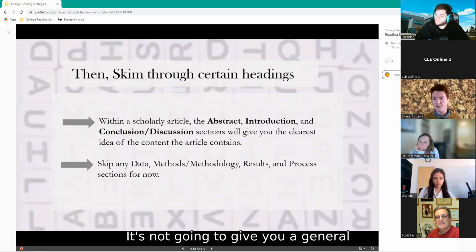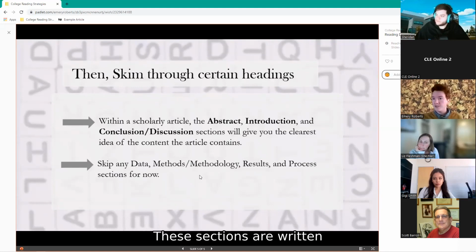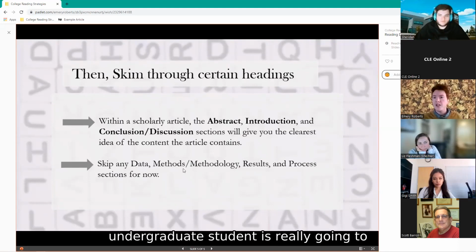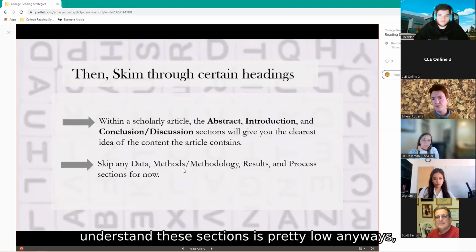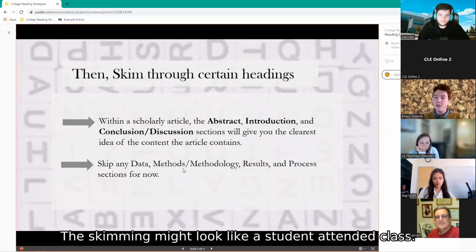It's not going to give you a general sense of the article. And especially for undergraduate students, these sections are written by and for professionals in the field. The chances that an undergraduate student is really going to understand these sections is pretty low anyways, because it's not written at that level.